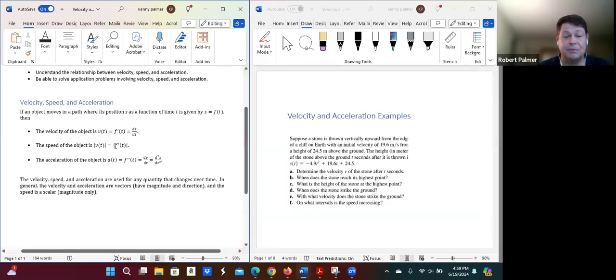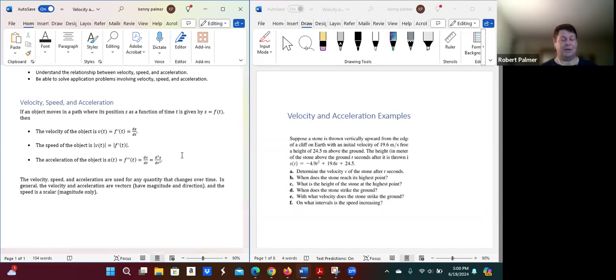And finally, acceleration: we take the derivative of velocity, and that's acceleration. Velocity is how fast position changes with respect to time. Acceleration is how fast the velocity changes with respect to time. It's the first derivative of velocity or the second derivative of position. Of course, velocity, speed, and acceleration are very important in physics and engineering and other areas. Remember that velocity and acceleration are vectors. They have magnitude and direction, but speed is magnitude only.